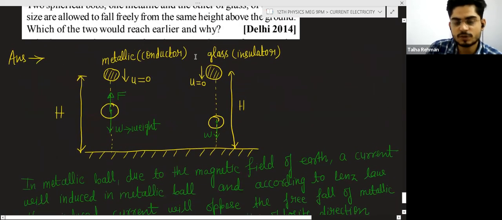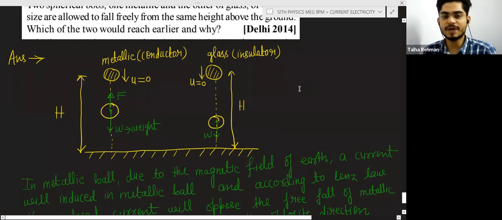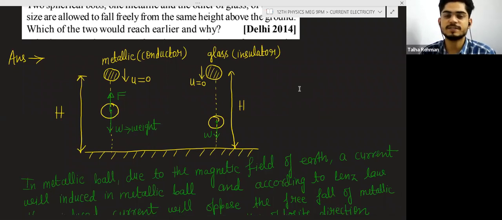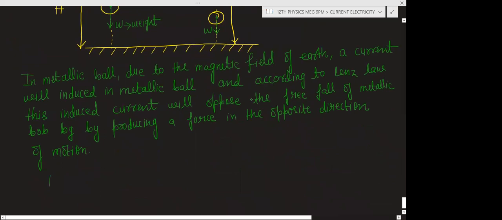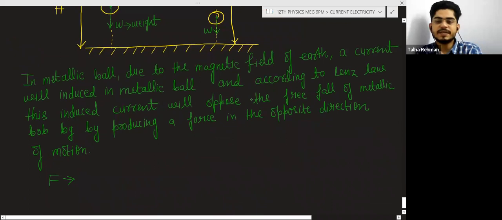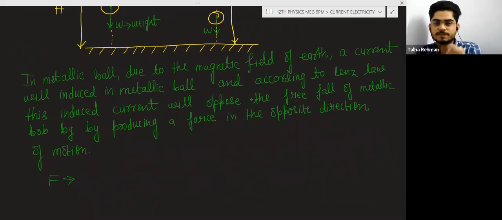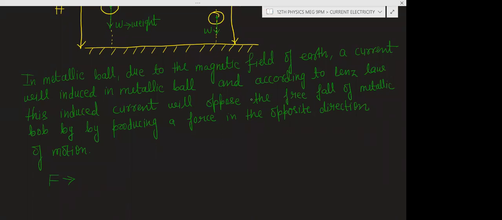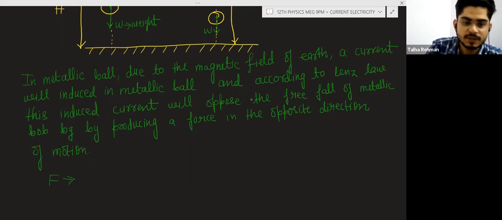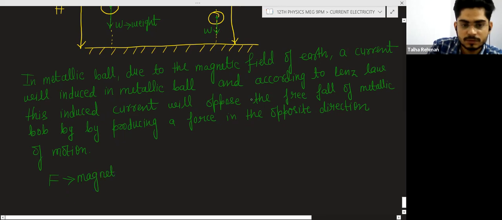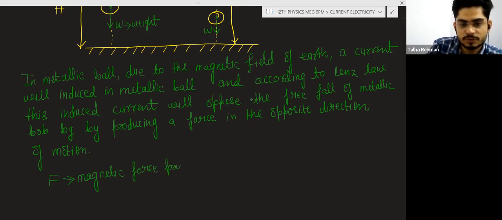And why, Hamza, is this thing not valid here in an insulator? Can you tell me why, due to the earth's magnetic field, no current is generated, or I can say no force opposite to the motion of the ball is produced? Can you explain? Because it's an insulator. Magnetic flux will also change with respect to the glass ball, but the glass ball will not conduct the current. So there will be no opposite magnetic field and no opposite magnetic force. So F is the magnetic force produced due to induced current.